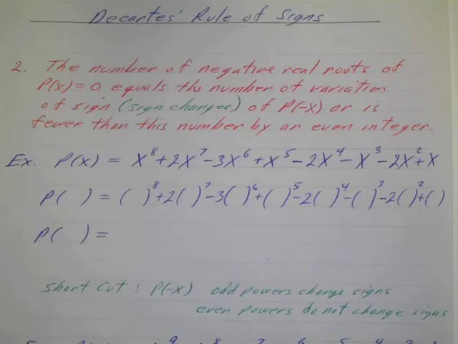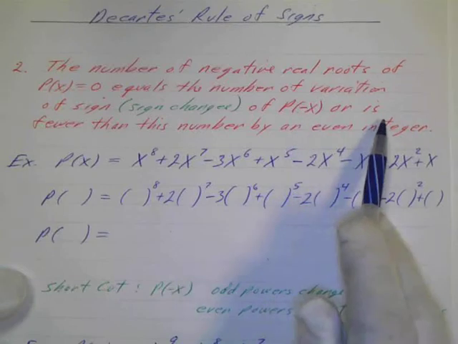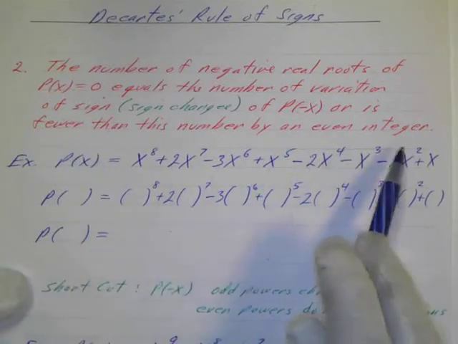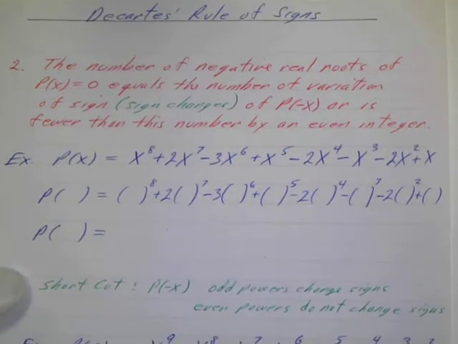And here's the second part of Descartes' rule of signs. The number of negative real roots of the polynomial p of x equals 0 equals the number of variations of signs, or sign changes, of p of negative x, or is fewer than this number by an even integer. So what does it mean when we say p of negative x?